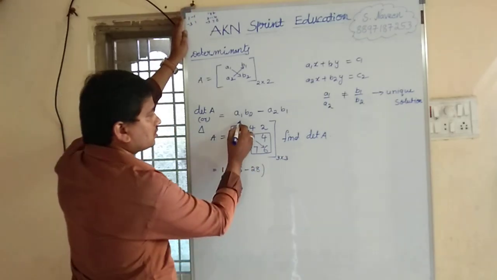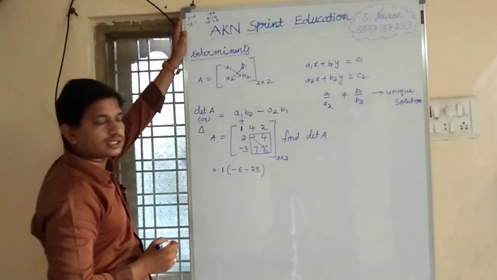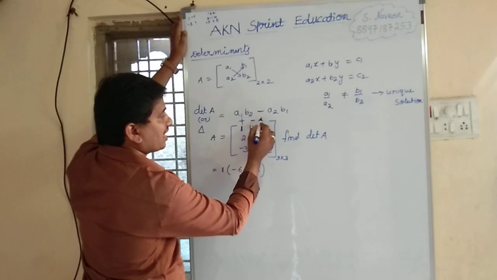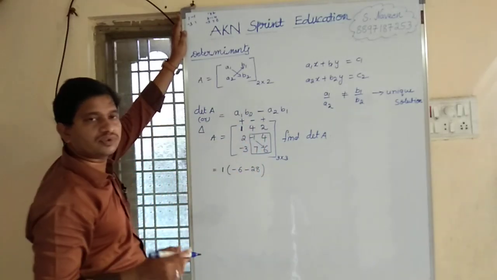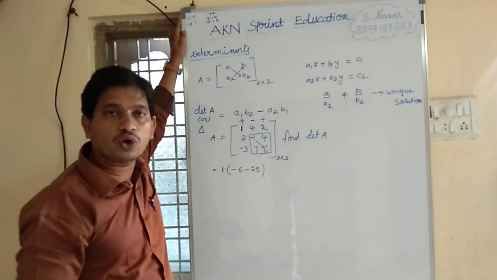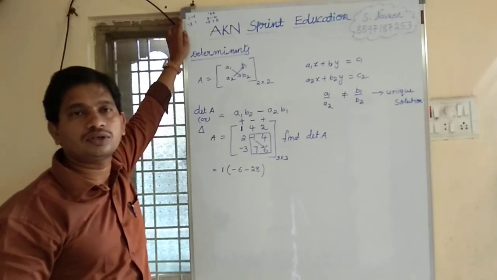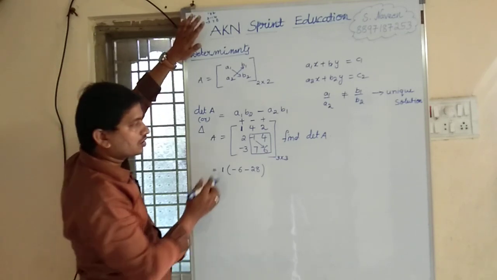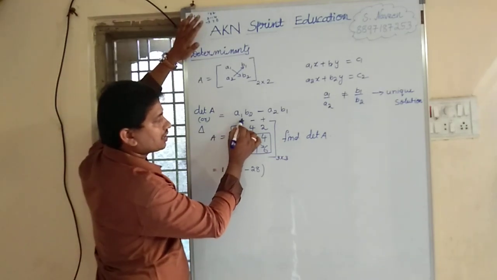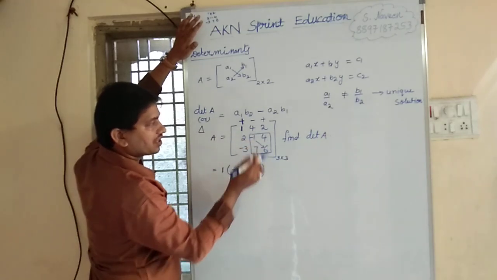Okay. And this is plus and this is minus and this is plus. Why it will be so, we will discuss in the next topic, that is called minor of an element. Minor of an element. Okay. So the first element, it will be plus, children. So 1 into minus 6 minus 28.